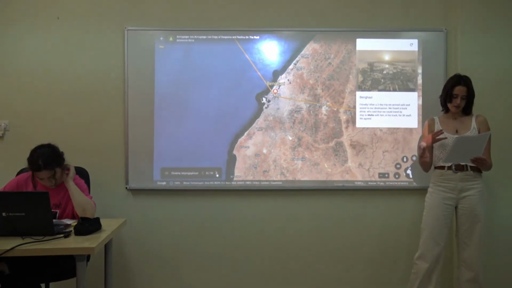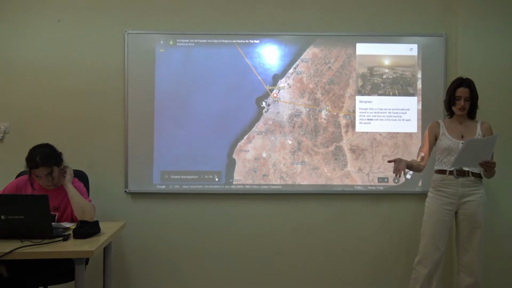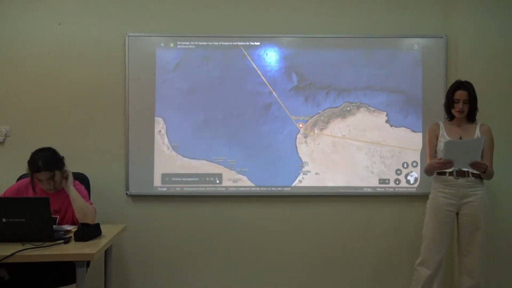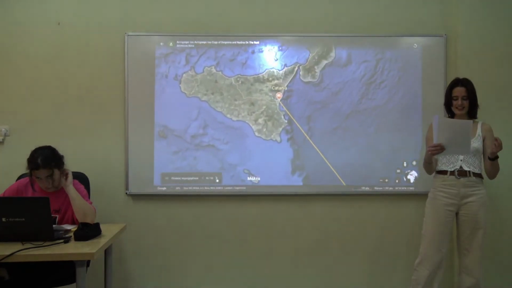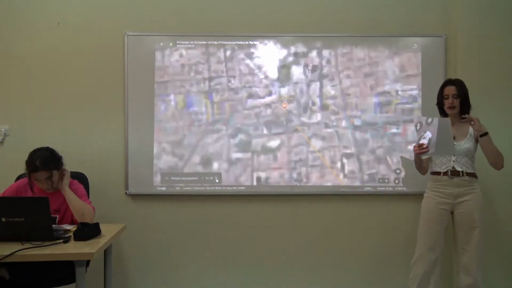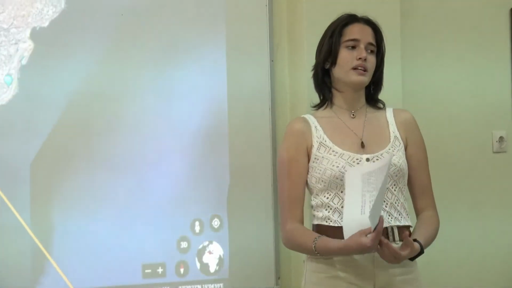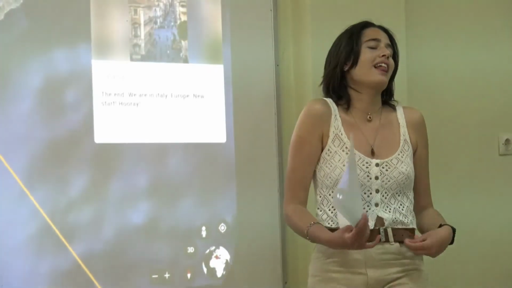The truck traveled in the ship across the seas with us in it, and we finally arrived in Catania, Italy. This long, tiring, but yet interesting and significant trip was finally over, and tears of joy filled our faces. This trip was really important to us, but we would never repeat that again. We're even lucky we're alive.